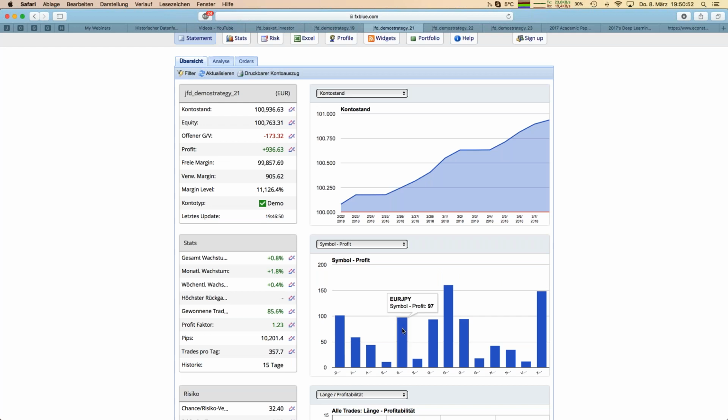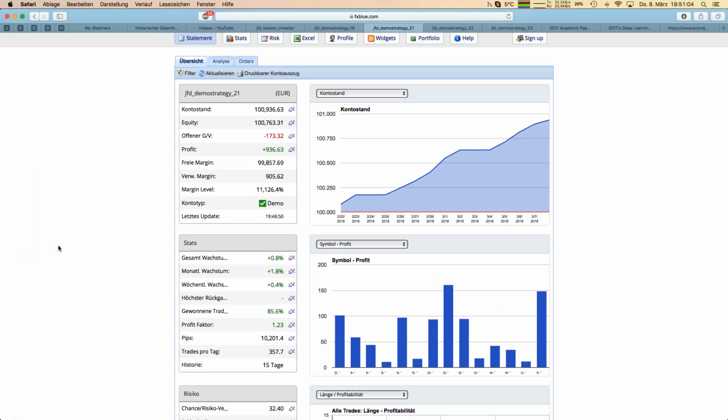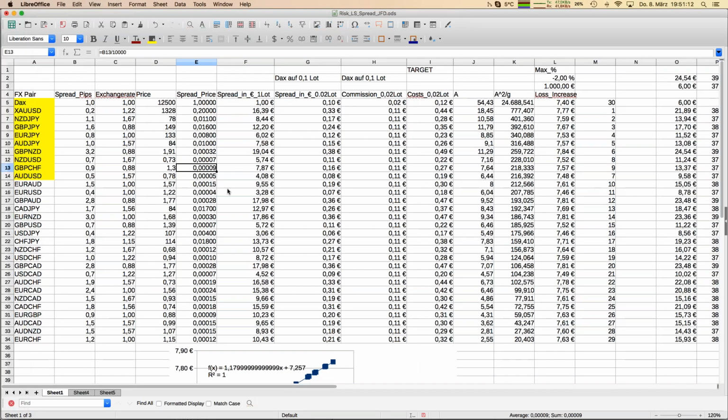You see euro, Japanese yen. This one is something different, and this one as well. But it's already going in the right direction. So it's a real weird strategy, and no backtest, just derived by math and nothing else. So that's how it works.